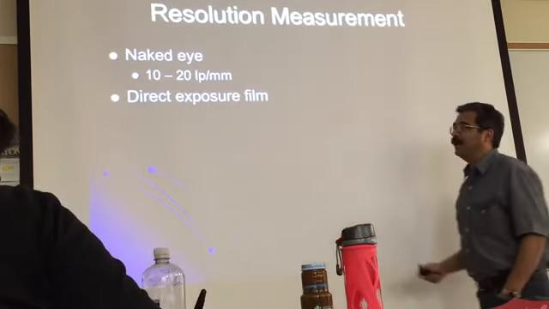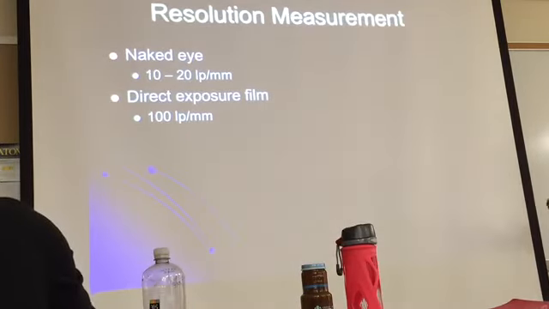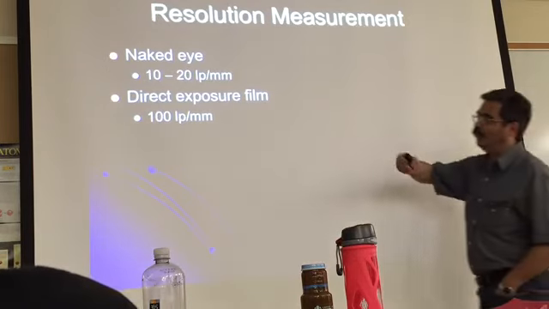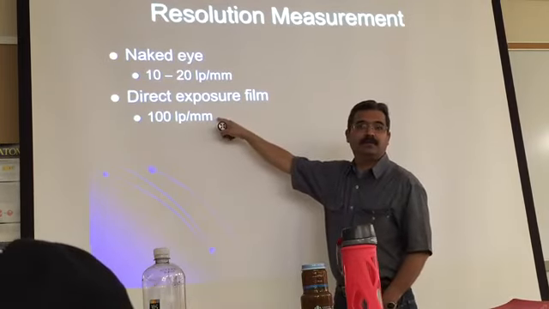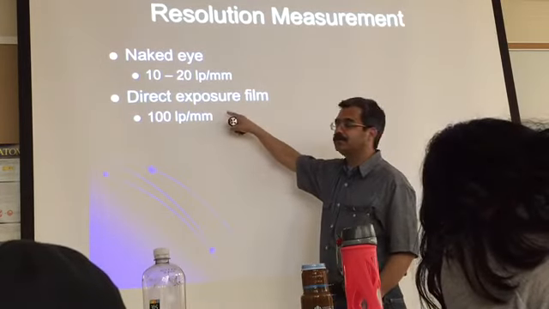Okay? Direct exposed film, I had told you this before. Take a look, about 100 lines per millimeter. Okay? It's exceptionally good. The price for this is what? Patient dose. Good, you're getting it. Good, patient dose. All right?